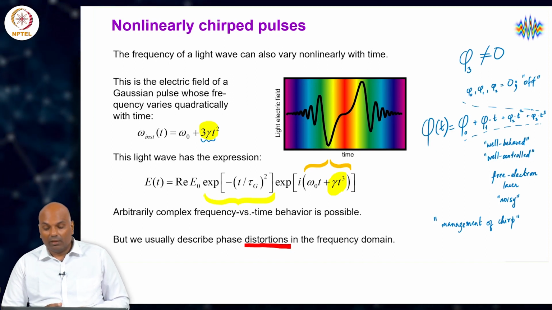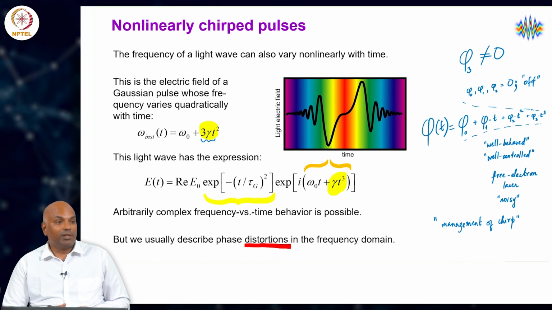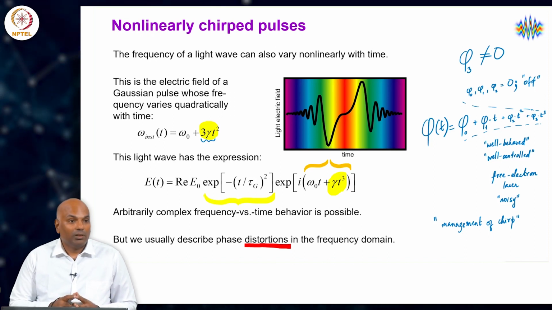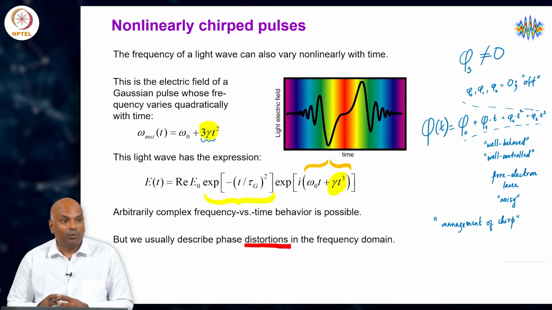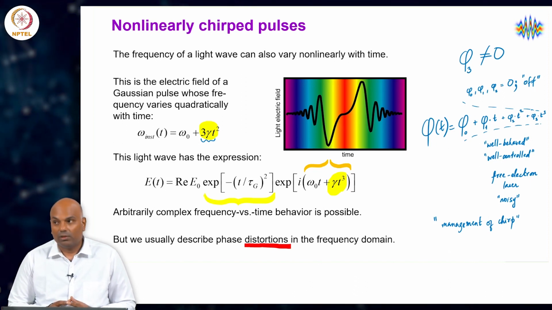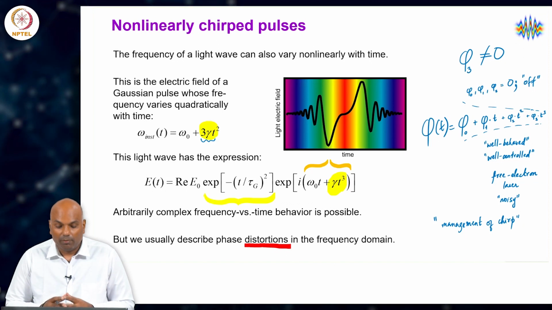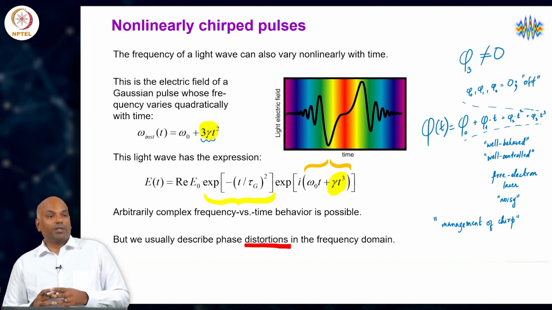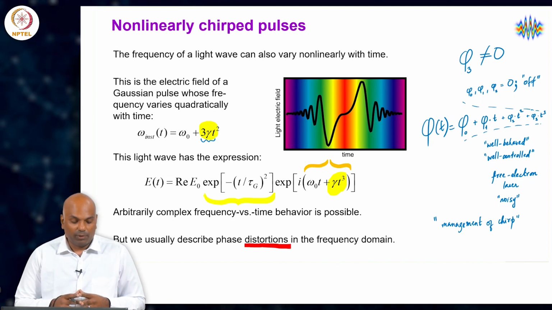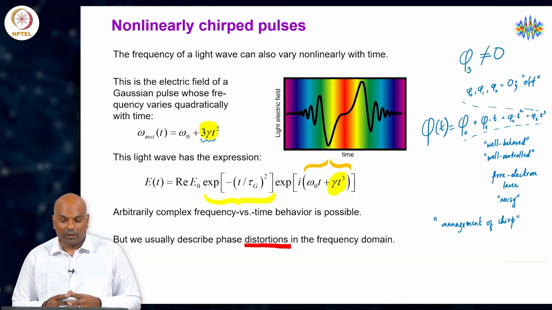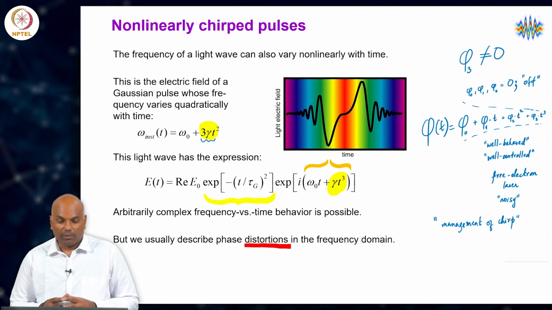But then we would want in every scenario to keep pulses and their chirp predominantly linear and view the rest as distortions to the pulse which occur due to propagation effects and optical elements. Okay, so that is a prelude to nonlinearly chirped pulses and putting them in some kind of perspective.